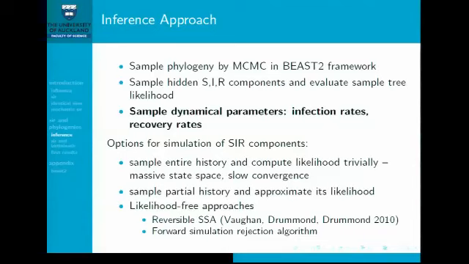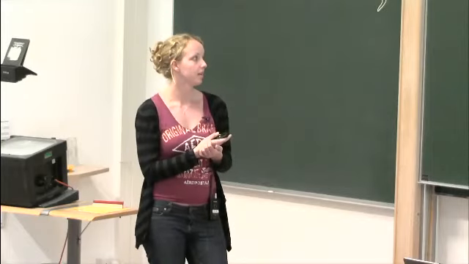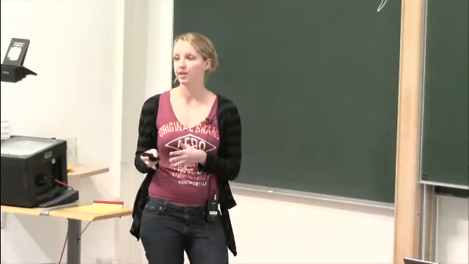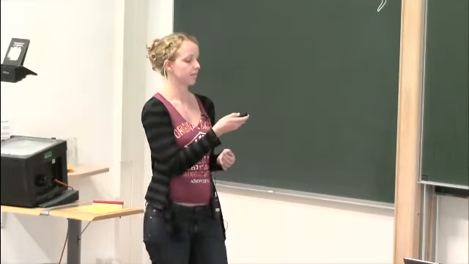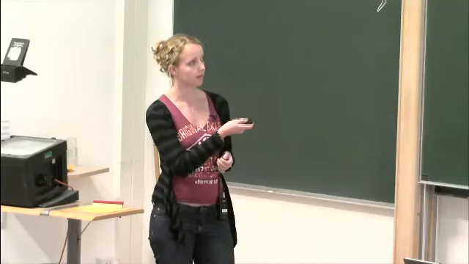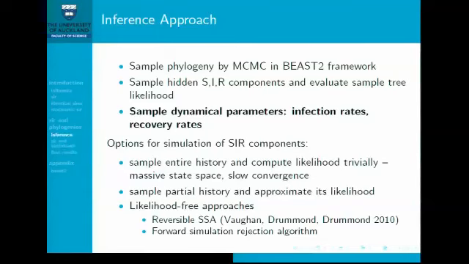So this is one of the options I've listed here. You can either sample the entire history within BEAST, or you can sample a partial history and approximate the likelihood, which we're doing at the moment, or you can look at likelihood-free approaches. We don't know what's the best way to go yet. We're just flying around with that one at the moment, and going to see how it works.